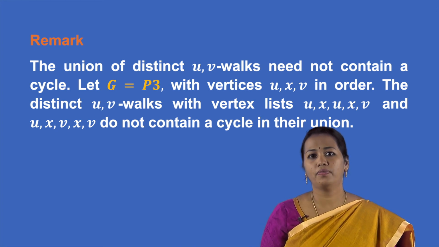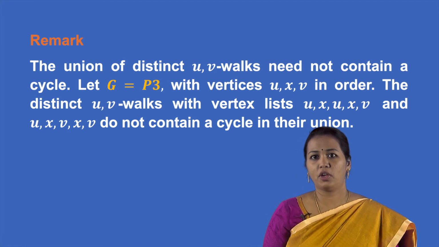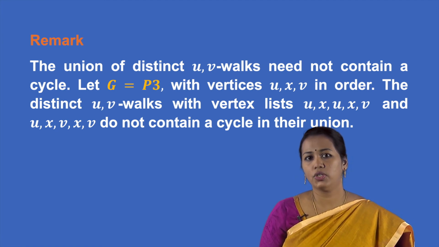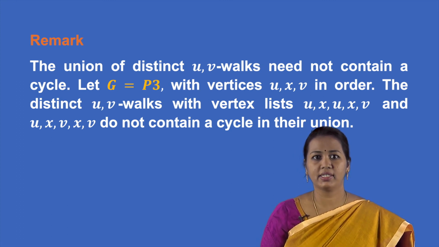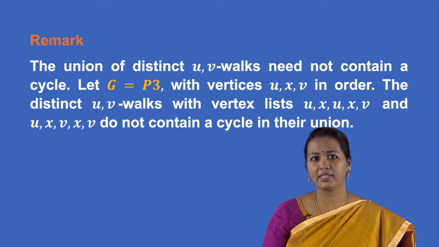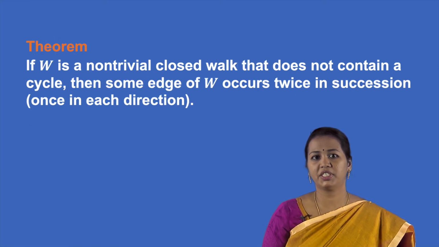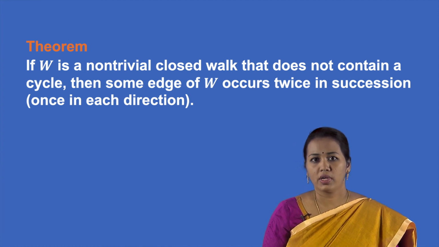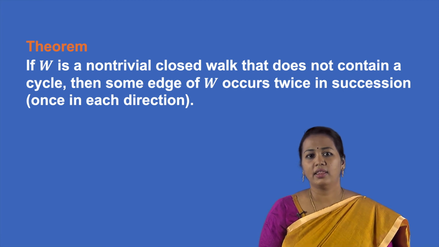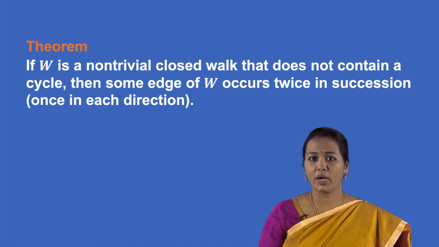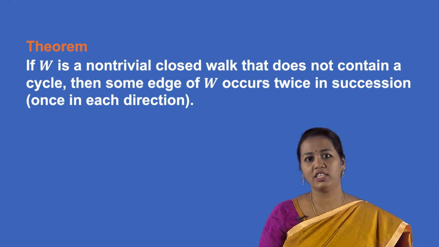Next we shall see a remark. The union of distinct U,V-walks need not contain a cycle. Let G be equal to P3 with vertices U, X, V in order. The distinct U,V-walks with vertex lists U, X, U, X, V and U, X, V, X, V do not contain a cycle in their union. Next we shall see a theorem. If W is a non-trivial closed walk that does not contain a cycle, then some edge of W occurs twice in succession, once in each direction.